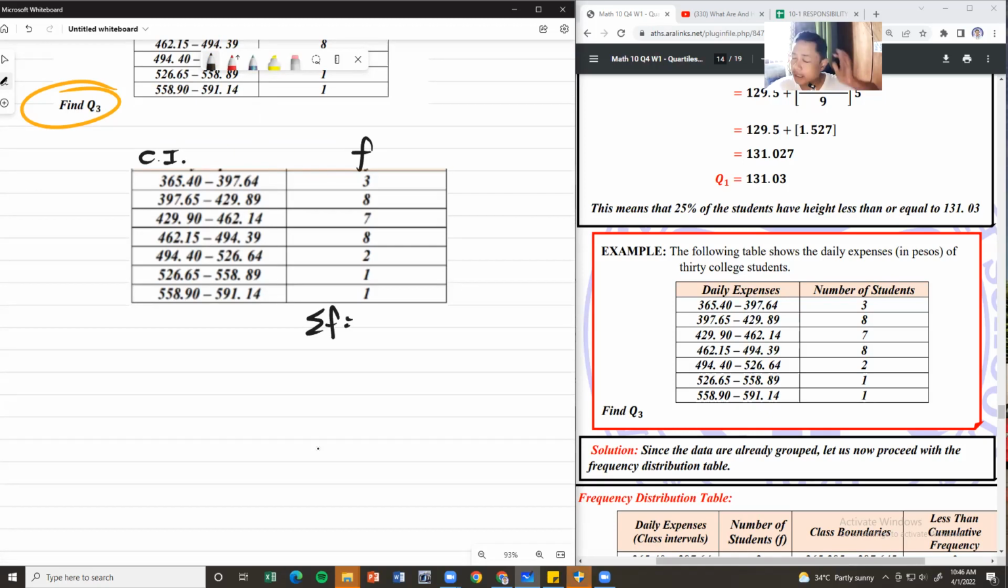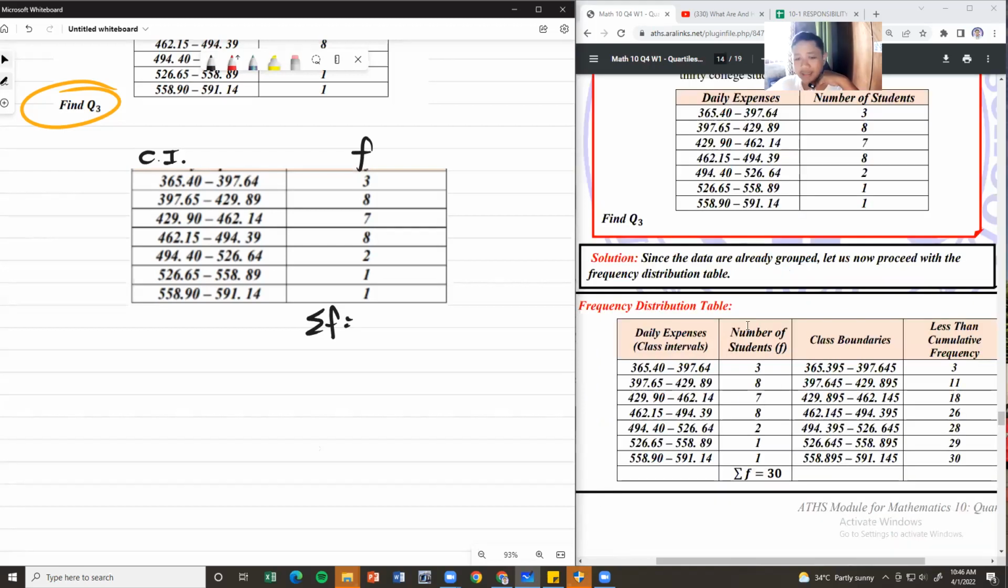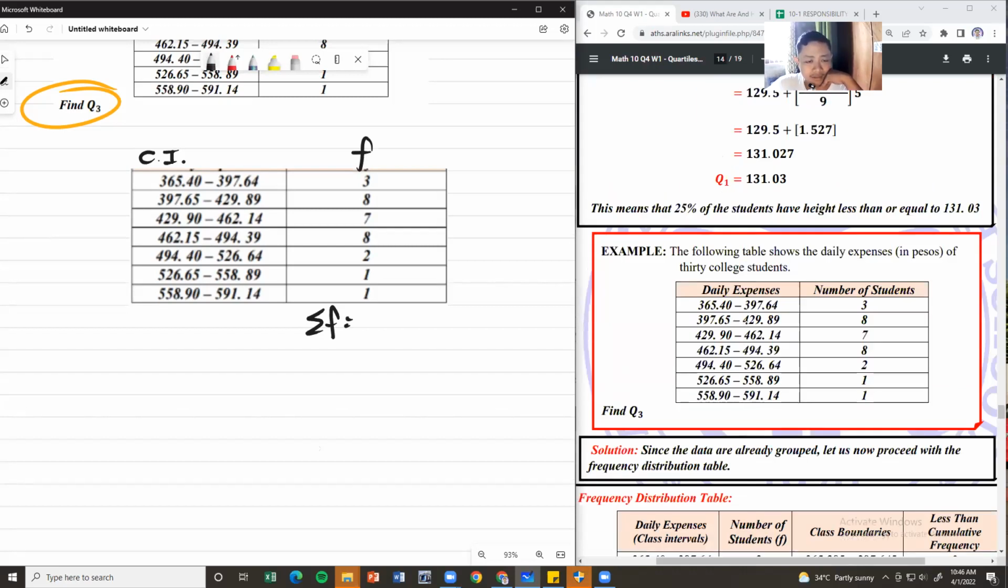That's 3 plus 8 plus 7, 15, 8, 15, 16, 17, 18. 18 plus 18, 26, 27, 28, 29, 30. Tama ba? Is it 30? Oh, tama. 30 nga ako. So this is 30.